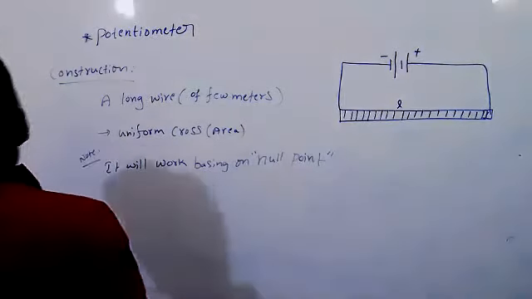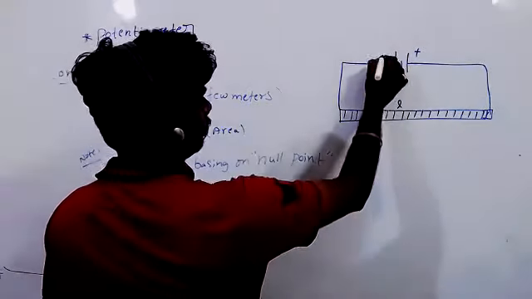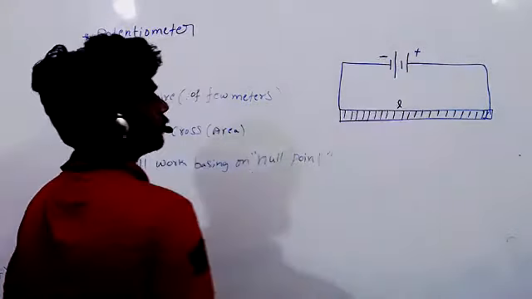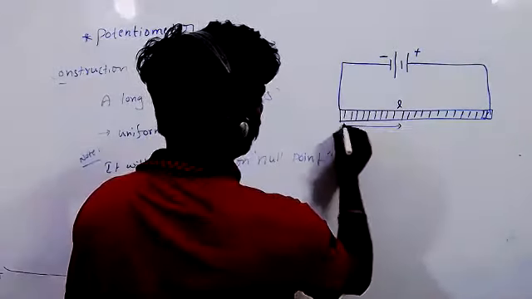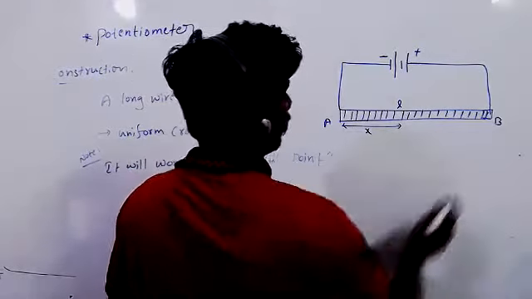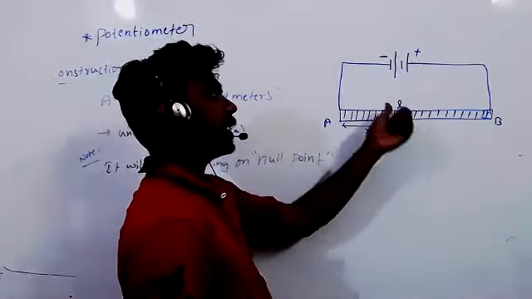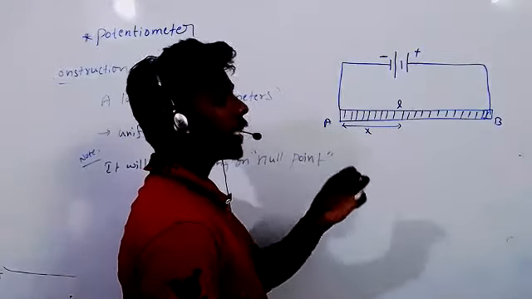One jockey we have to arrange that. Look at that. Now, suppose the wire length is L, with ends A and B, and at X distance we get the null point.